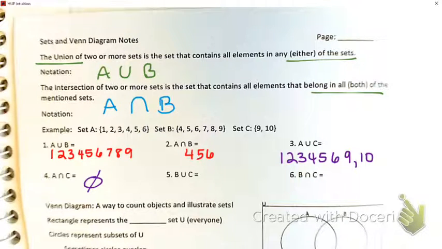Okay, try 5 and 6. Number 5, B union C, is going to be what? 4, 5, 6, 7, 8, 9, 10. Because you write all of B and you write all of C that you haven't already written. And then B intersection C is what the two sets have in common, if anything. Do they have anything in common? 9.